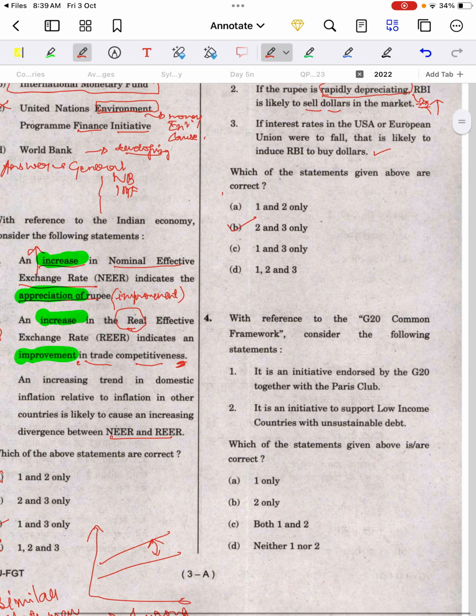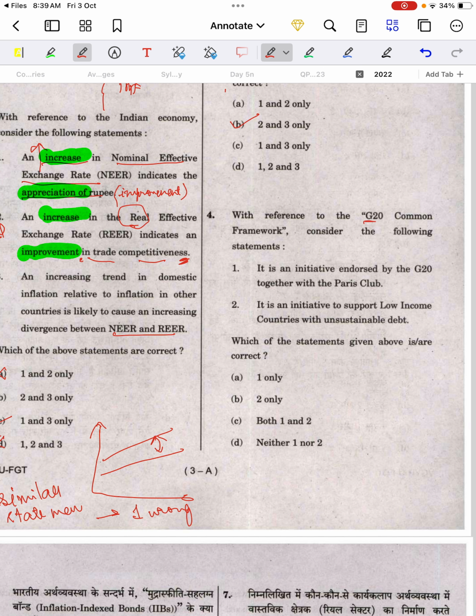Okay, next one. Let's say G20 has some kind of framework called the common framework. It is endorsed by G20 together with Paris Club. It's an initiative to support. Whenever they give an aim, goal, initiative, the aim of this organization is to do this thing, usually such statements will be correct.